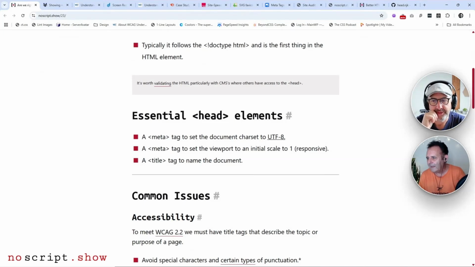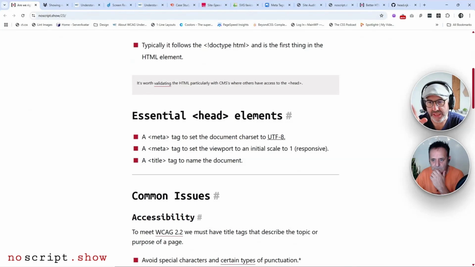So yeah, we've got that, and we need a meta tag to set our viewport to an initial scale of 1 for responsiveness. If we don't, we'll be on our mobile phones, and it'll try and show us the desktop view too wide. So we need that, and we need a title tag, a name for the document, particularly for screen readers for accessibility, so they can read that first and know where they are.